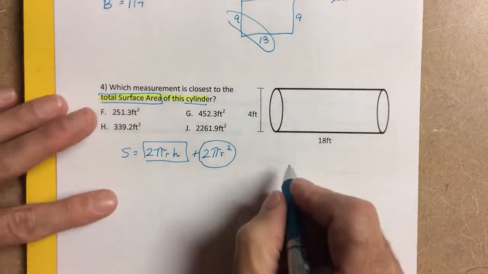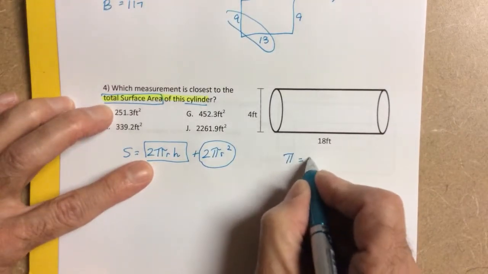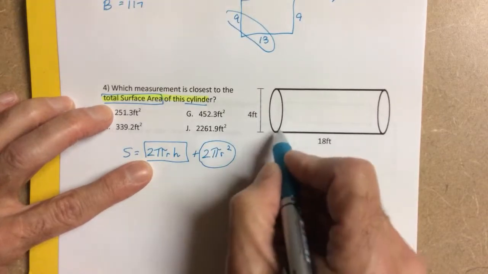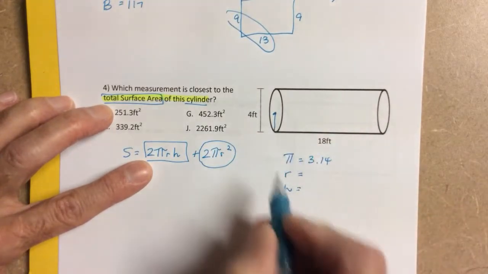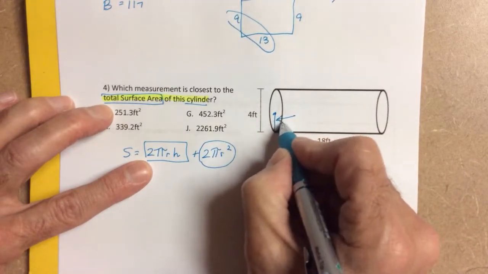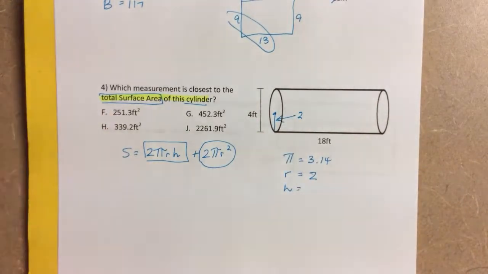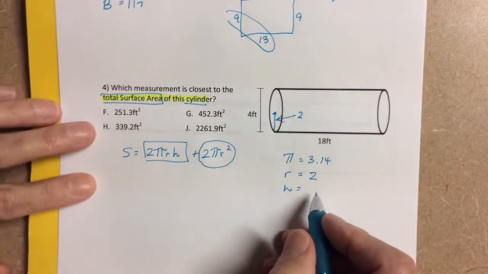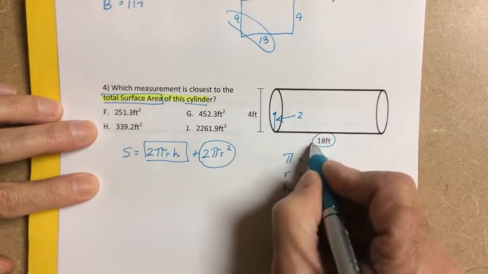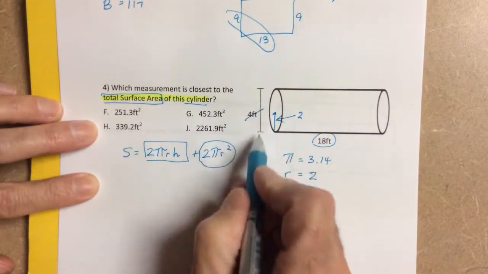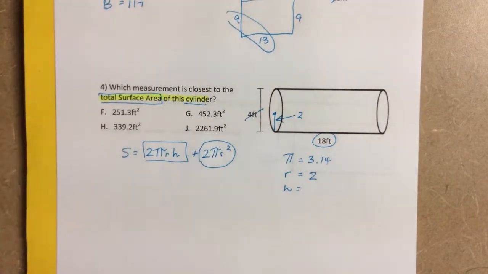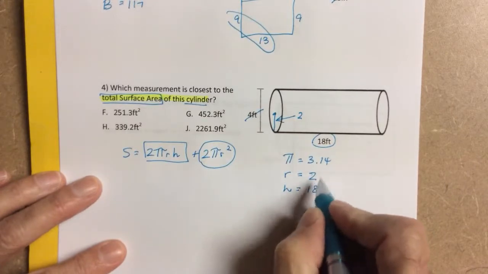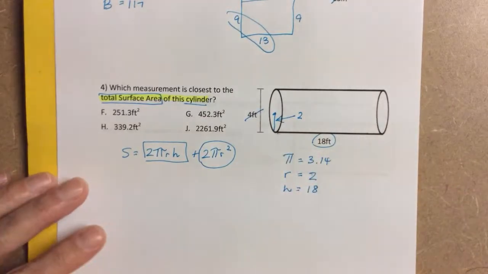All you have to know is, what does pi equal? What does the radius equal? What is the height? Now the radius on this one is only from the center to the edge. So the radius is only 2. Now maybe that's where you made your mistake. The height is 18, not 4. 4 would be the diameter of the base. The top and bottom would be circles. The bases would be circles. The height would be how far it is connecting the two circles.